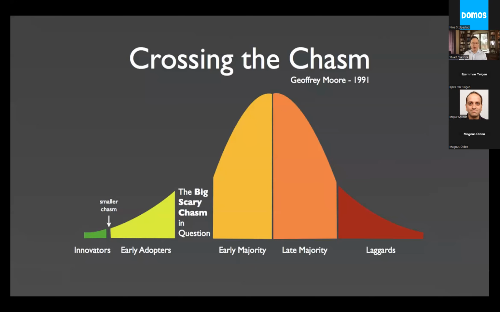And Geoffrey Moore identified this market growth cycle. You start with the new technology and the innovators get excited. And then when it's proven, the early adopters get on board, and then it stops. And Crossing the Chasm, the title of his book, was about how you make that leap from the early adopters to the early majority and then the late majority.